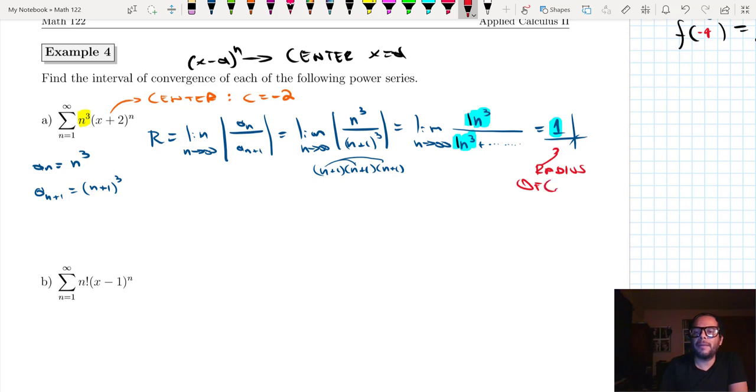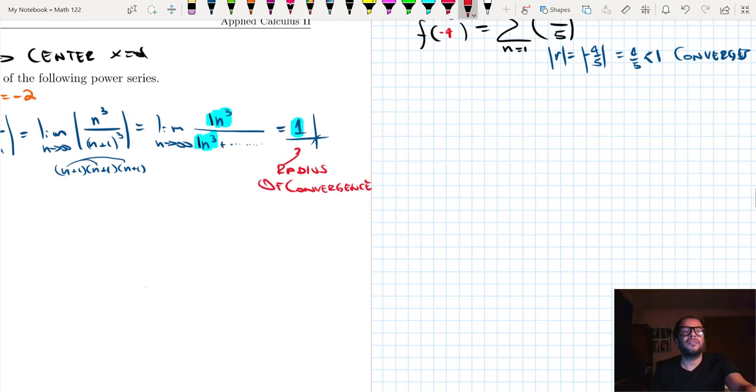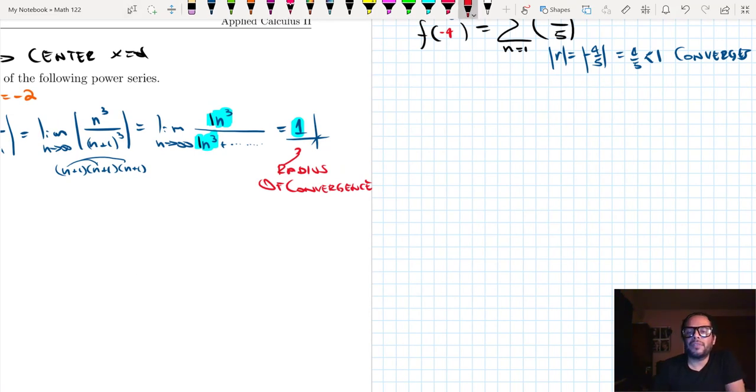And you can think of a circle, for example. We have the center of a circle at -2, and the radius goes 1 unit. If you draw a circle, that means this series will have two endpoints, -2 plus 1 and -2 minus 1. That's going to give us -3 and -1.